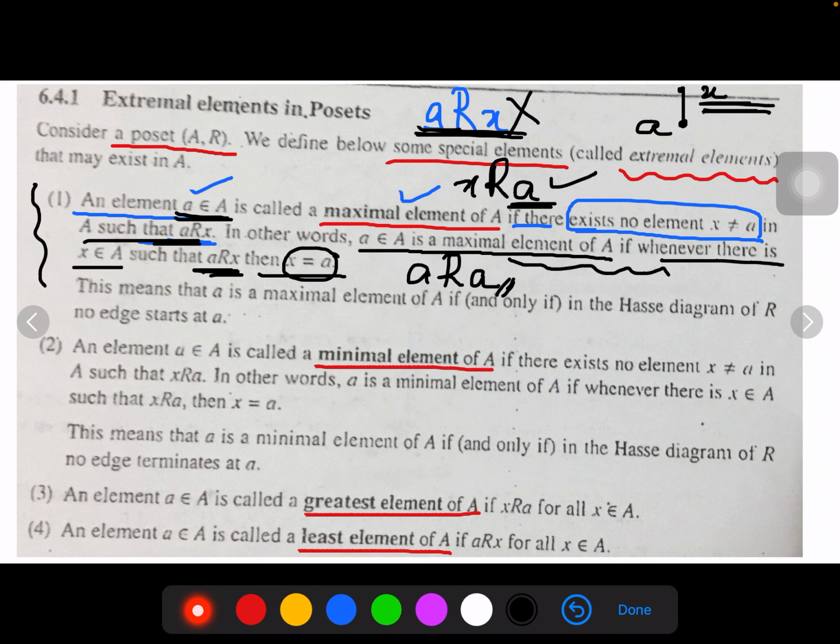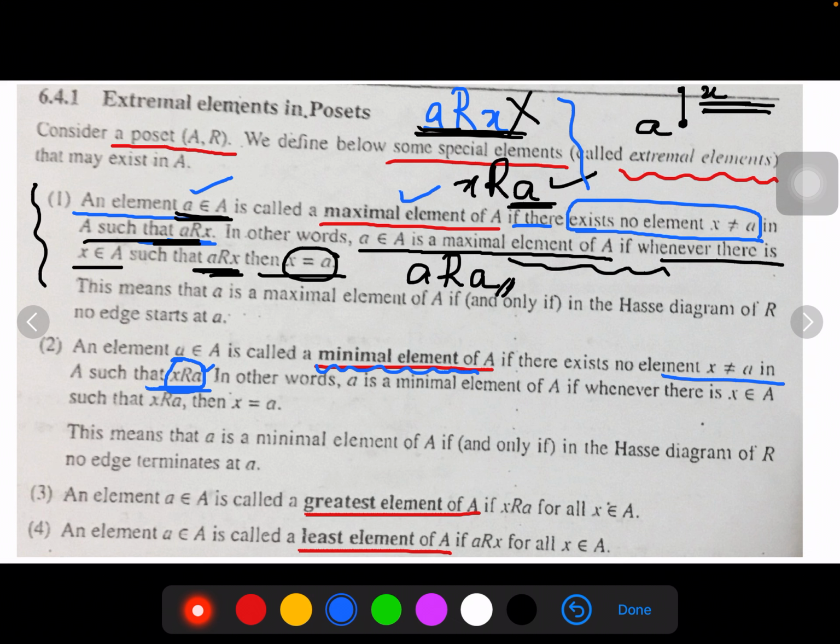In a similar way, for the minimal element, the same thing holds in reverse order. There should not be any other element which is below this. Look at this: there should not be any element below this. If you are saying that a itself is minimal, and here x is related to a, that means x is below a. That is not allowed.